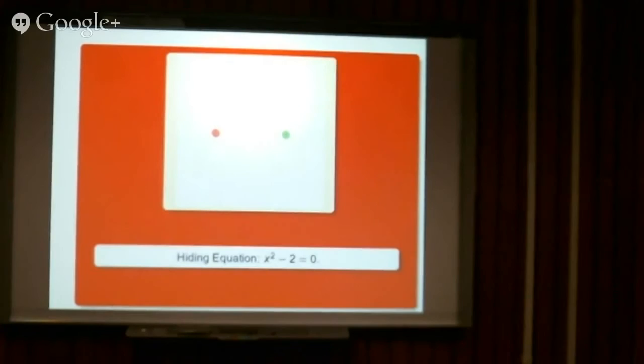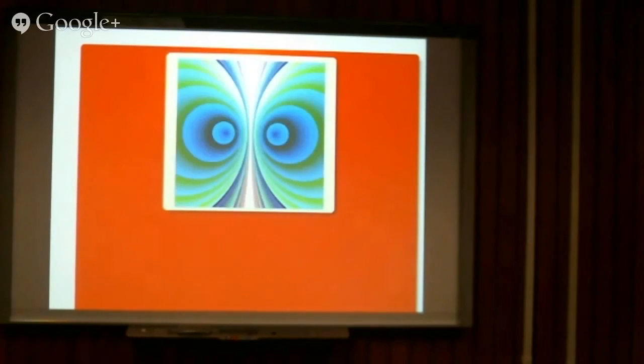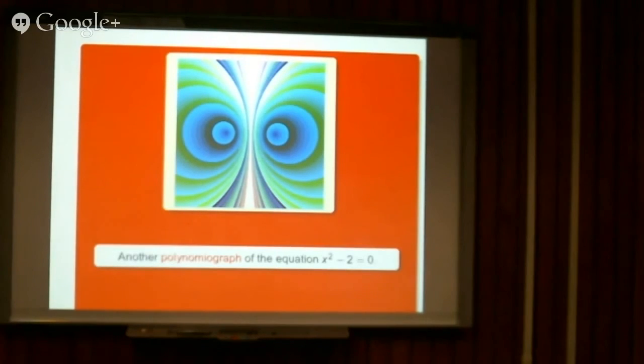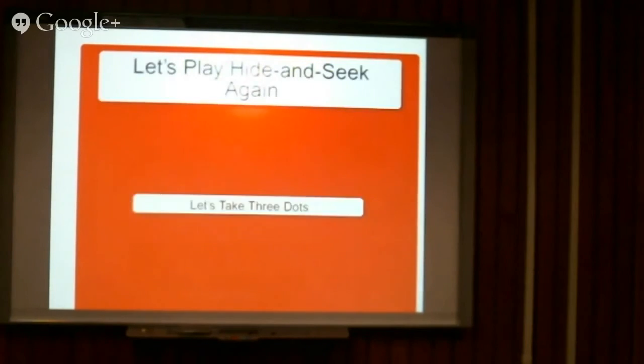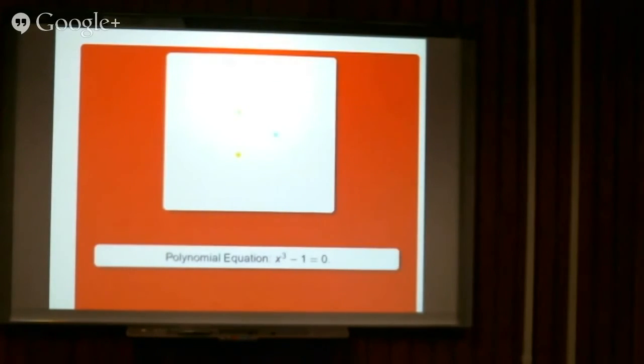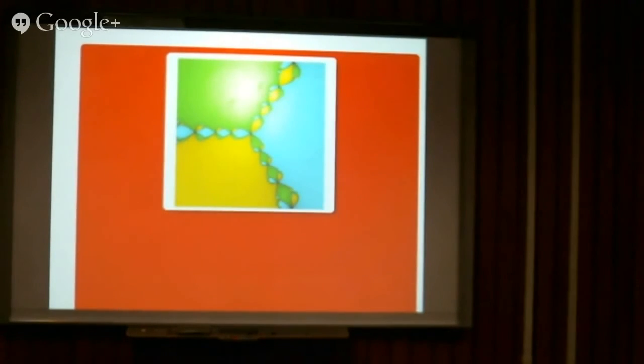Let's play hide and seek. We take 2 points, we hide them with a quadratic equation, and then we try to generate an image. It's maybe not so exciting, but we can get exciting images such as this. Same equation, but a different image. What if we take 3 points? We can hide them with x cubed minus 1, if you have a coordinate system. And this is an image from just 3 points.